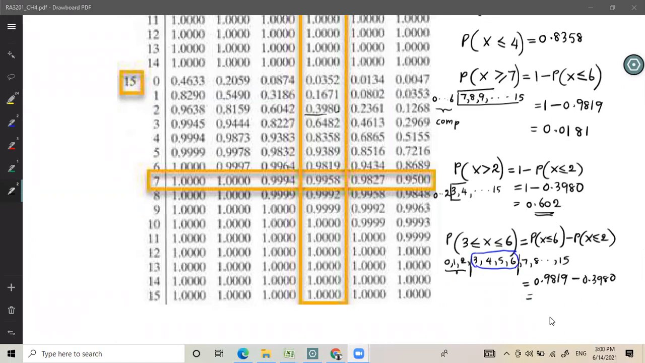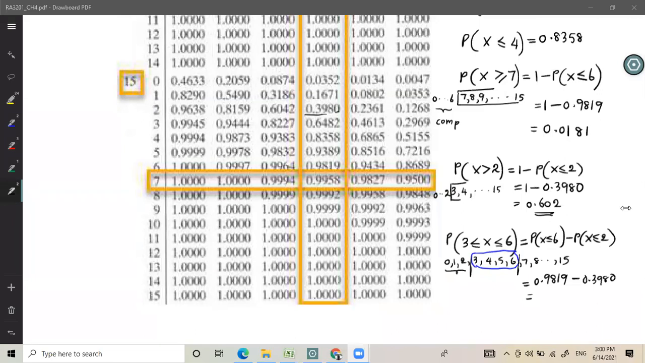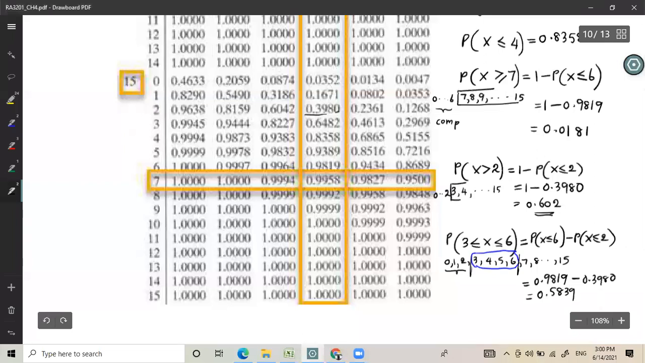Is this clear to all of you? What is the final answer? 0.5839. Okay, so be careful with what you subtract. Some of you got different answers. It should be 0.5839. So is it clear to all of you?